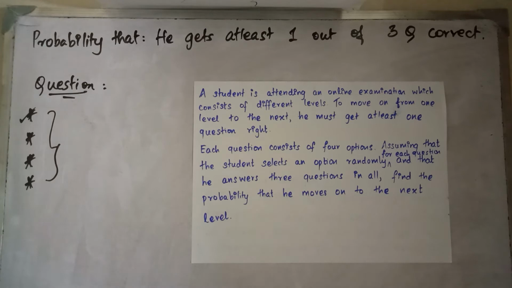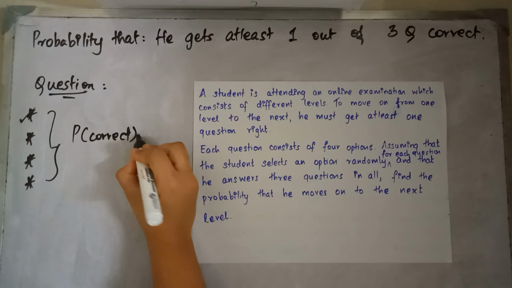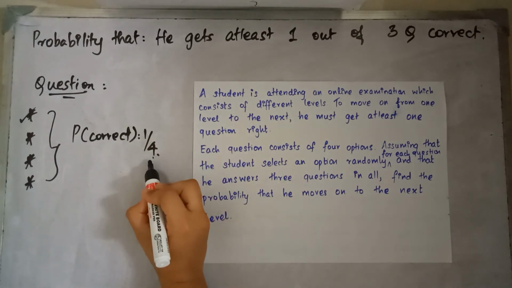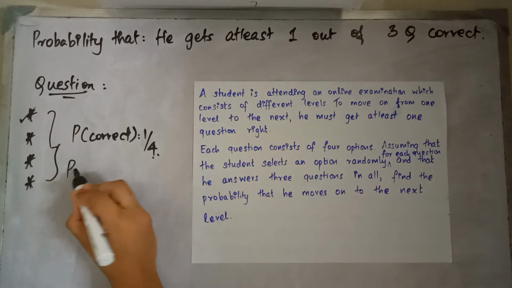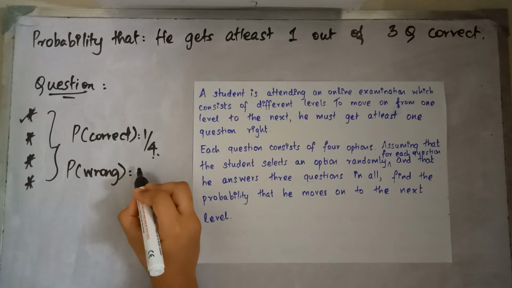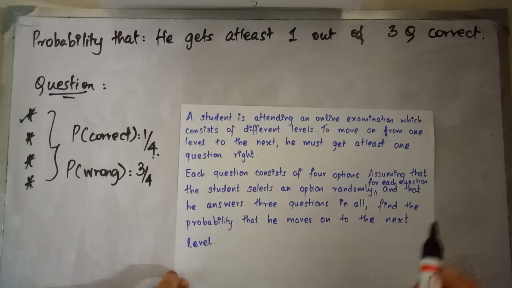So what will be the probability that he gets a question correct? It will be 1 by 4. Why? Because there are 4 different options and he is randomly selecting an option. So 1 out of 4 is the chance of him getting a question correct. Then the chance of him getting a question wrong will be 1 minus 1 by 4, and that is 3 by 4. Okay, now that we have found this out, we now know the probability of getting a question correct and wrong.